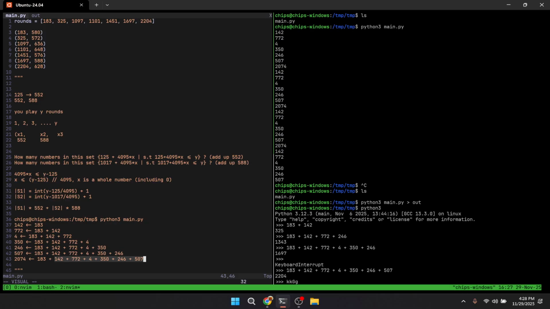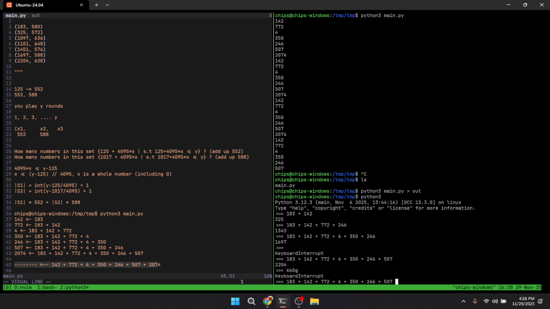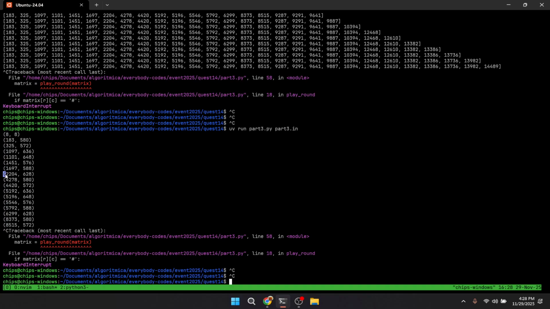And then what would the next difference be? Oh, it would be just 2074. So you just want to add this and add 2074. This should hopefully give us 4278, which should be the next line number. Right, that's right, and that's 580. Correct. Amazing. So this is then the period, I guess.